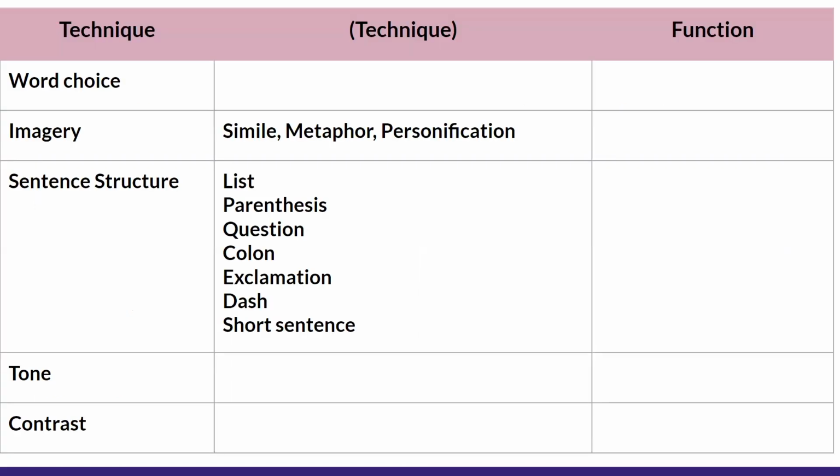Okay, so imagery is simile, metaphor, or personification. Imagery is the word we use for all three of those, rather than saying each of those every time we wanted to talk about them. Each is a comparison, remember, so they kind of get grouped together. Sentence structure covers millions of things, but for the purposes of the ones most likely to come up, and just for quickness, I've narrowed it down to list, parenthesis, rhetorical question or question, colon, exclamation, dash, and short sentence.